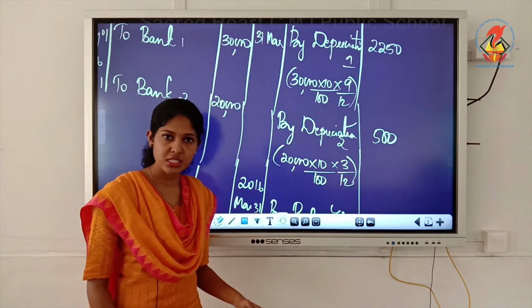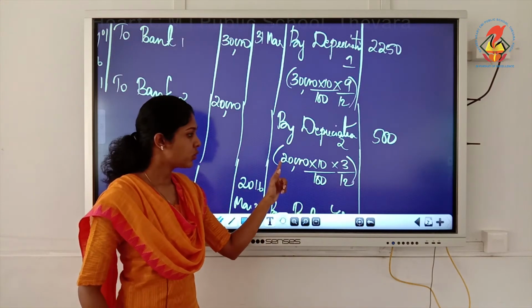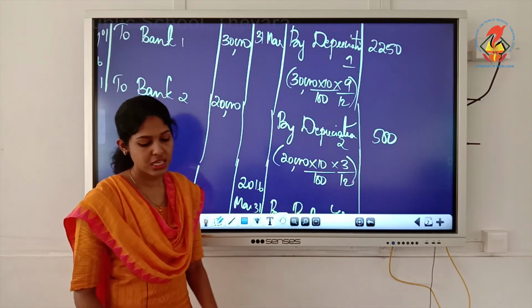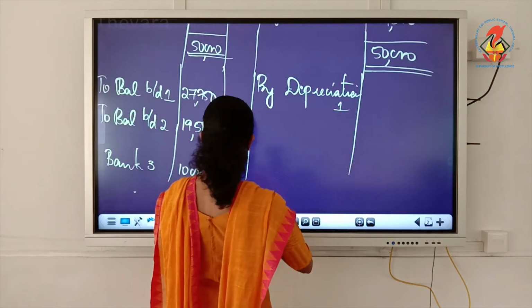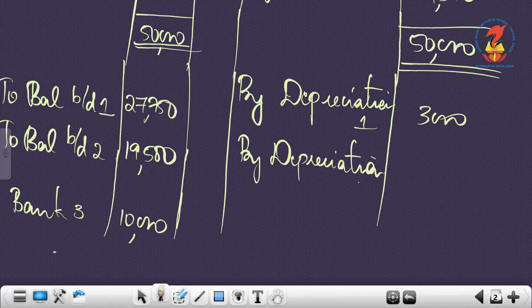Now it has completed 1 year, we have to do for 1 whole year. So that will be 20,000 into 10%, 2,000. So the depreciation amounts will be 1 and 2, it will be 3,000 and 2,000 respectively. So we will write by depreciation 1, 3,000, then by depreciation 2, 2,000. Understood? Then there is one more machinery that we purchased on October 1st.